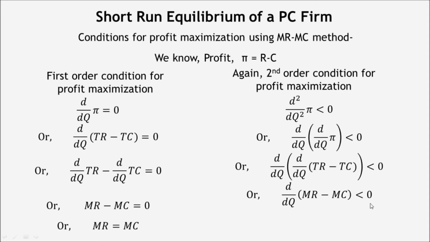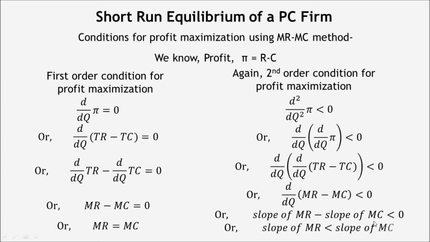Geometrically, the derivative of marginal revenue represents the slope of the marginal revenue curve. Similarly, the derivative of marginal cost is the slope of the marginal cost curve. Therefore, we can write that the slope of marginal revenue minus the slope of marginal cost is less than 0. That is, the slope of marginal revenue is less than the slope of marginal cost, which is the second order condition or sufficient condition for profit maximization. Technically, it means that as output rises, the marginal cost curve cuts the marginal revenue curve from below.